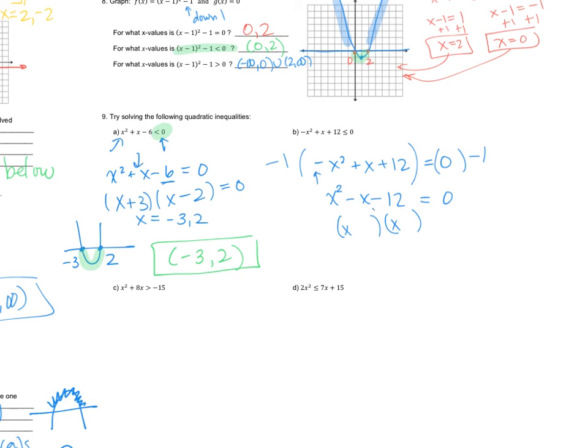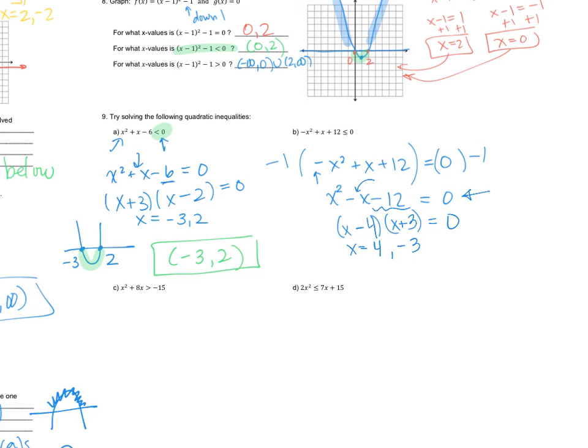We need numbers that multiply to negative 12 and add to negative 1. That will be negative 4 and positive 3. So that gets us x equals 4 and negative 3. So I know my parabola. Now this is kind of important here.